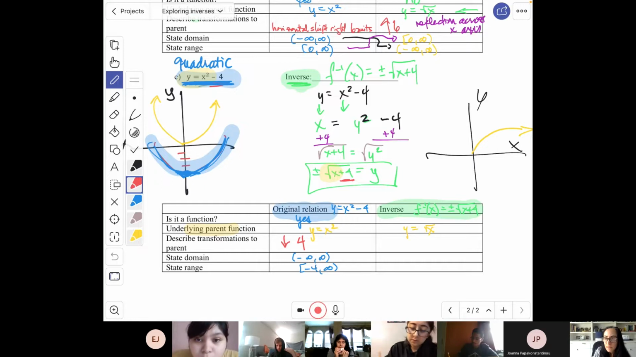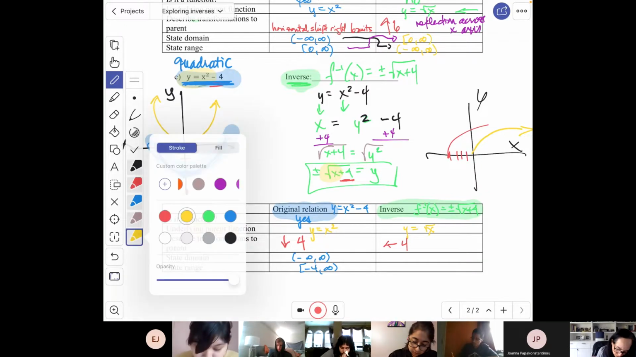Can anybody tell me what that plus 4 inside the radical attached to the x does to the graph of the underlying parent function? Horizontal shift to the left. Horizontal shift to the left 4, right? So now I'm here. Okay, now what does this minus sign do?